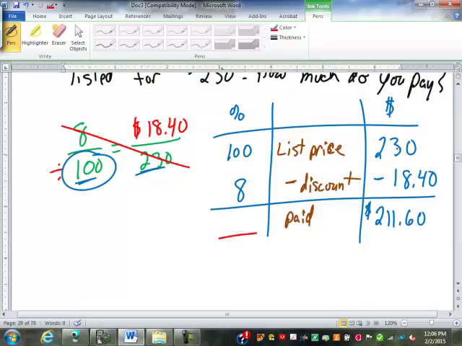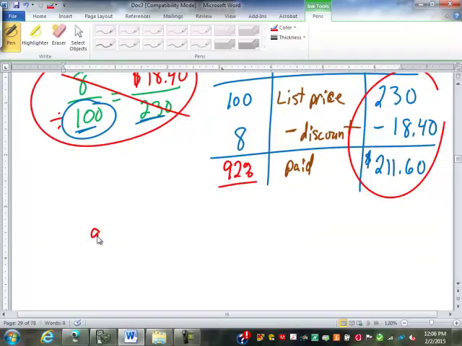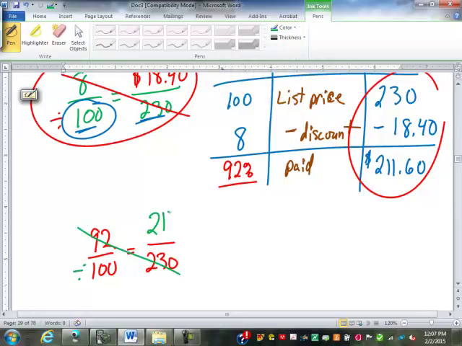Just like we subtracted the dollars, the percents get subtracted. 100 minus 8 is 92%. So rather than finding 8% here and having to subtract it out, we could have just found 92% of the 230. And if we cross multiply and divide there, it would give us $211.60 in just a single calculation.